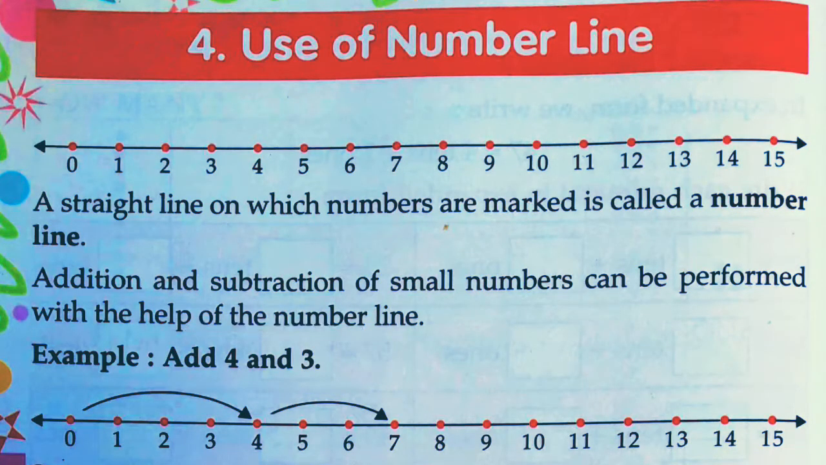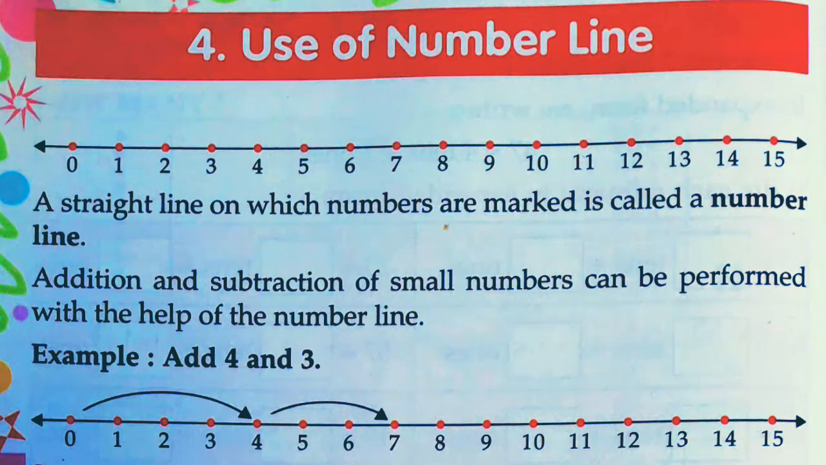We have to add 4 and 3. First we have to keep in mind that we have to start at 0. Any addition or subtraction, when we have to add or subtract, we have to start at 0. Here also we start from 0 and first add 4 and 3. First 4 and then 3.